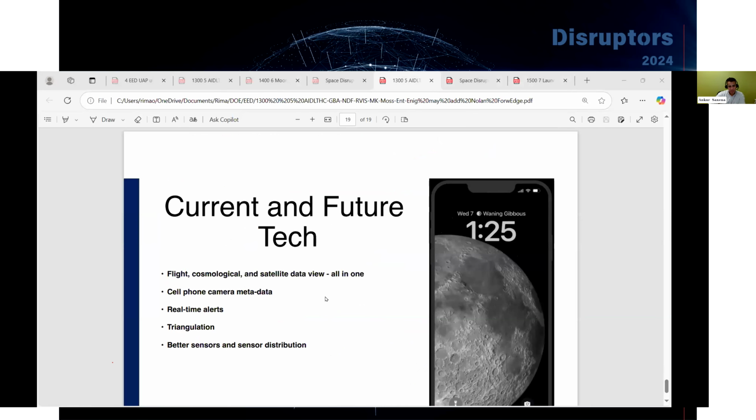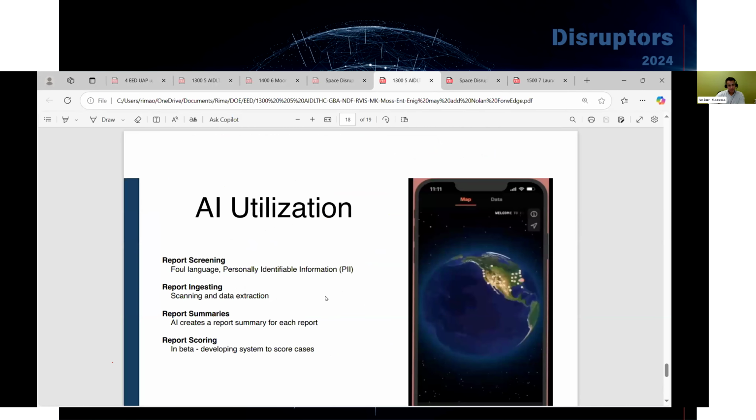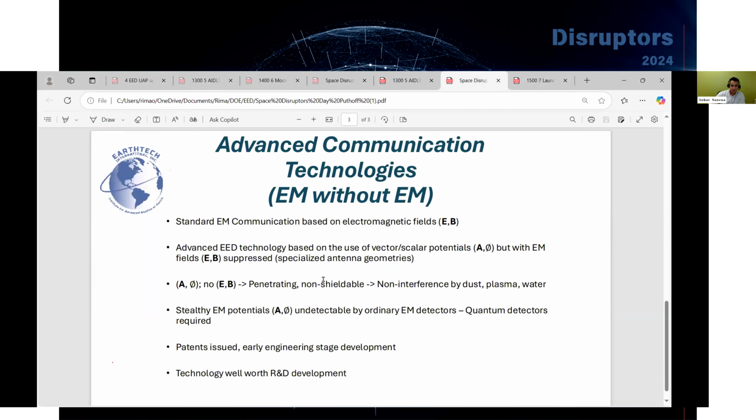Rima, do you mind going back one slide to the orbital transfer? Sorry, too many windows open. No worries at all. I understand.